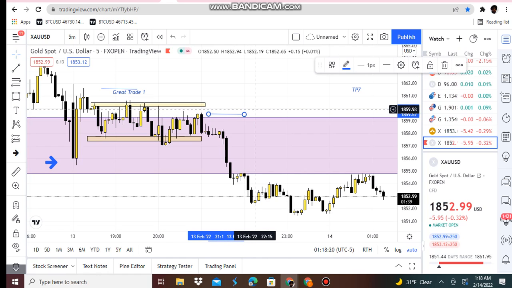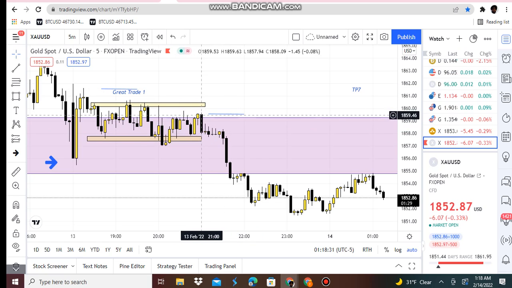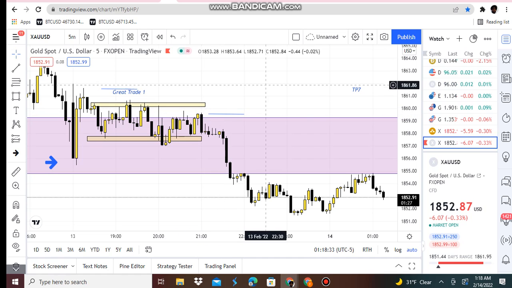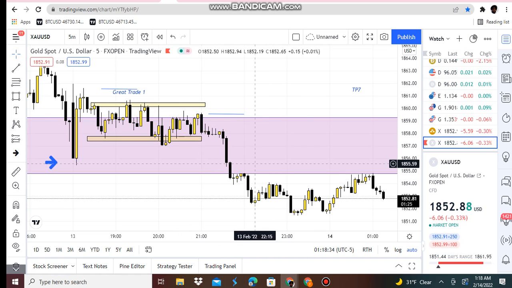Extremely important to understand, so price makes a lower high right here from 1857 all the way to 1859. Still take profit 7 area. We're still in take profit 7 area. Once we get a break below this box, we're in take profit 6 area. This is take profit 6 area.